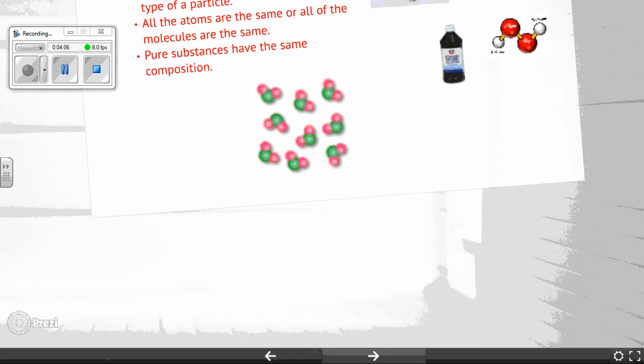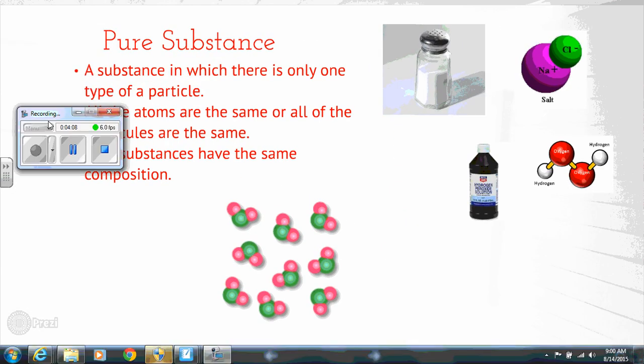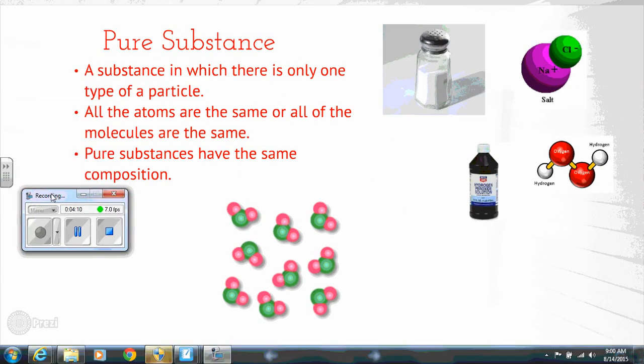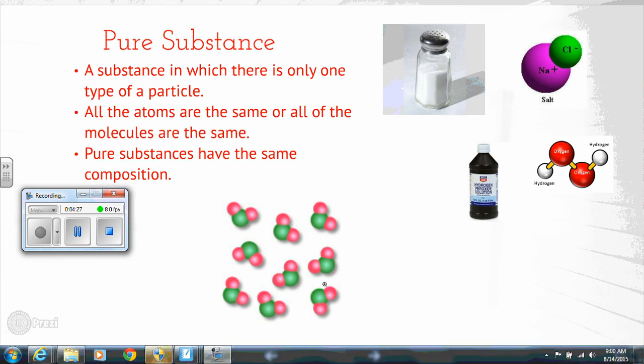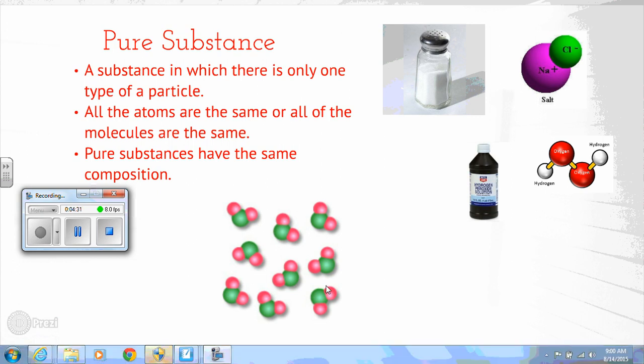Now, on the flip side of that, let's look at a pure substance, which is another way that matter can be classified. A pure substance is a substance in which there's only one type of particle. That means all the atoms are the same or all the molecules are the same. Pure substances will have the same composition, which means they are made up of the same thing. Let's take a look at this picture. All of the molecules that make up this substance are exactly the same. That's why this would be considered a pure substance.